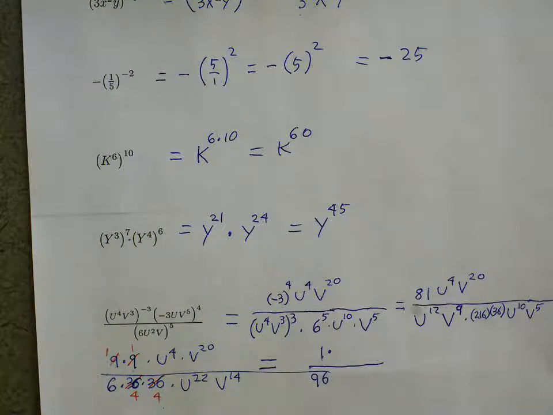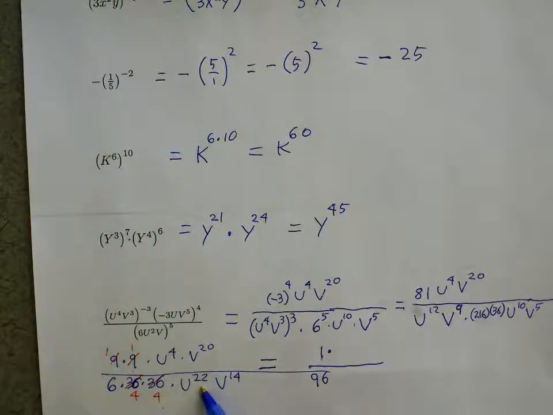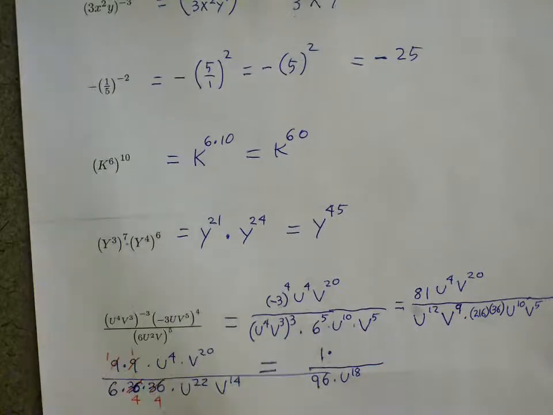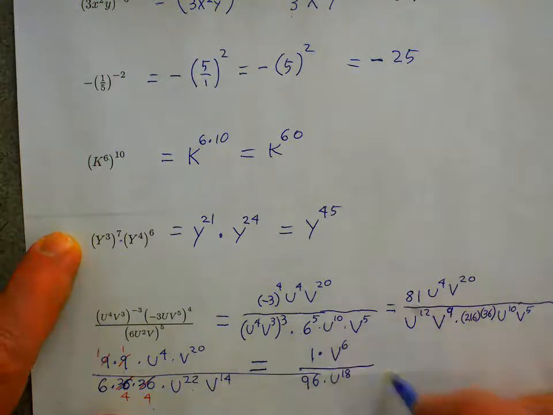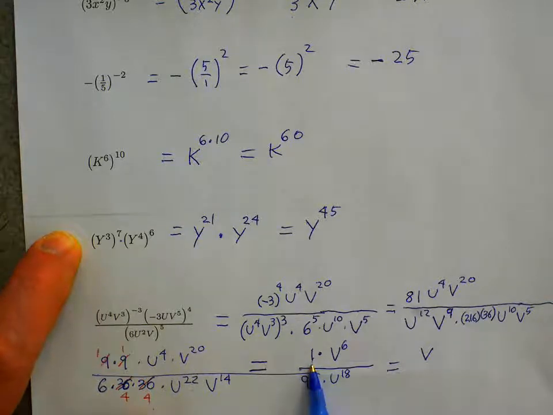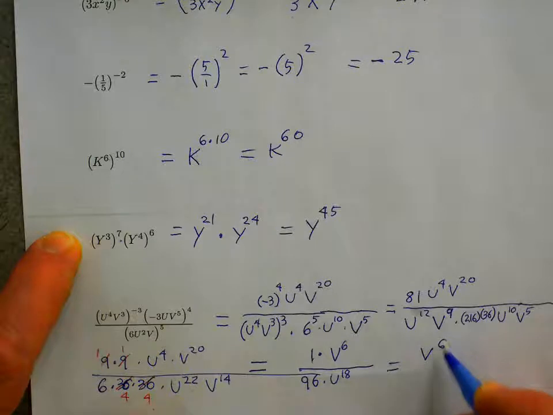It's u to the 18th in the denominator, right? U to the 4th divided by u to the 22nd is u to the 18th in the denominator. And v to the 20th divided by v to the 14th, that's v to the 6th in the numerator. Normally when the coefficient is 1, we don't write it, so I'll just write it as v to the 6th divided by 96 u to the 18th.